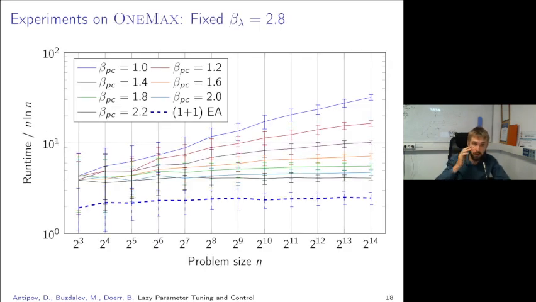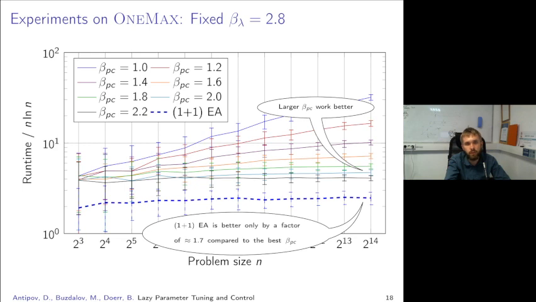So first we fixed beta lambda and ran the algorithm with different values of beta PC, and compared it with the (1+1) EA. So you can see that the larger values of beta PC work better. Well, it means that the better concentrated P and C fit us better on OneMax. And also we can see that we don't outperform the (1+1) EA, but we only lose to it something like a factor of 1.7, which is a very small loss.